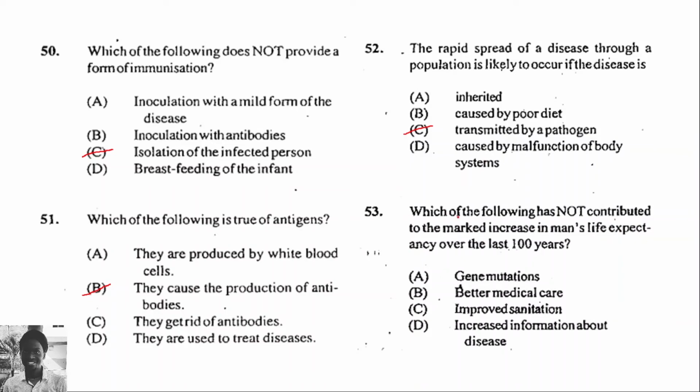Number 53. Which of the following has not contributed to the marked increase in man's life expectancy over the last 100 years? A. Gene mutation, B. Better medical care, C. Improved sanitation, and D. Increased information about disease. Okay, the answer here is A. Gene mutation. That has not contributed to the increase in man's life expectancy over the past 100 years.